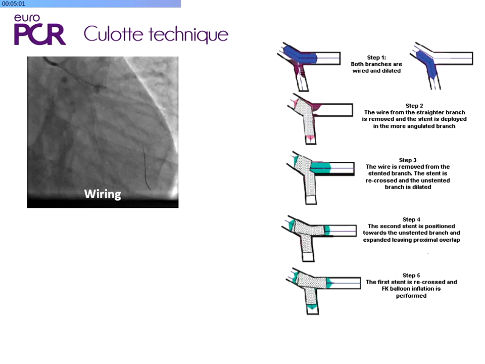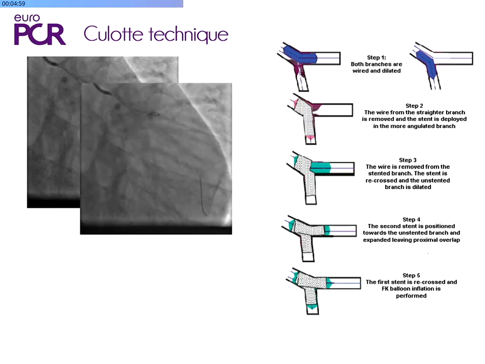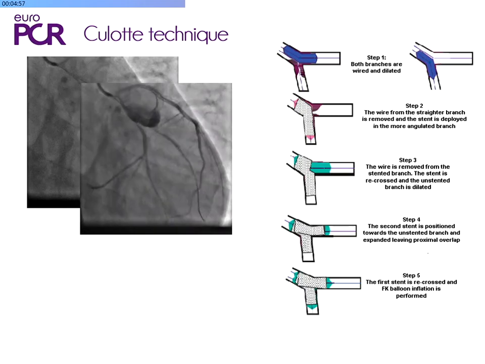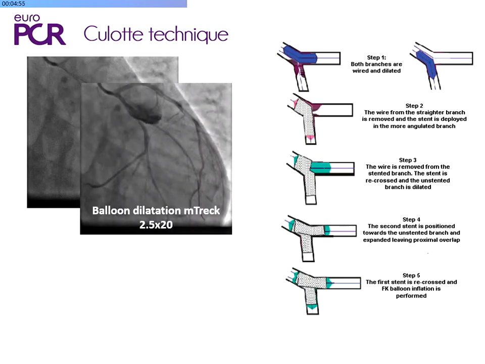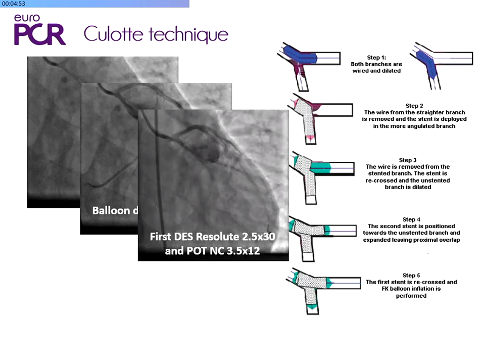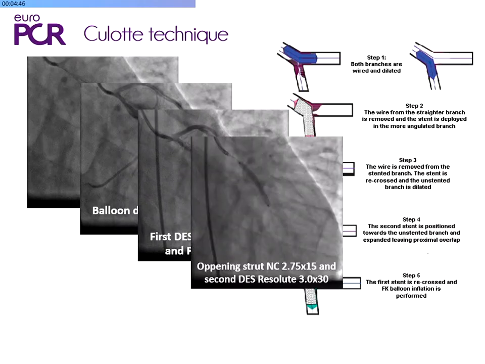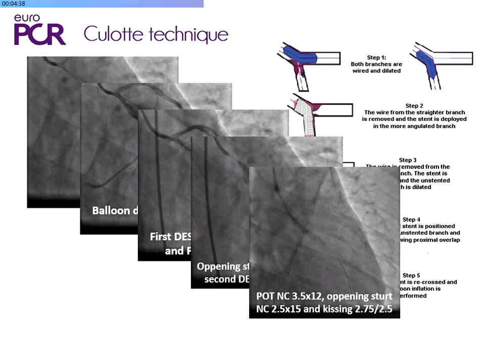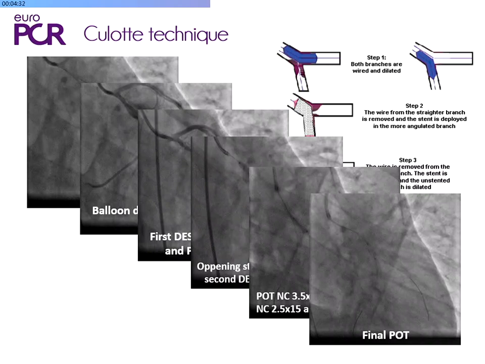So we decided on culotte technique. We wired both obtuse marginal and circ. We performed balloon dilatation with Minitrek 2.5 by 20. We implanted our first drug-eluting stent from the circ to the obtuse marginal. We performed POT, opening strut. We retrieved the obtuse marginal wire and we implanted our second drug-eluting stent. We performed POT and then opening strut of the second stent, kissing and final POT.